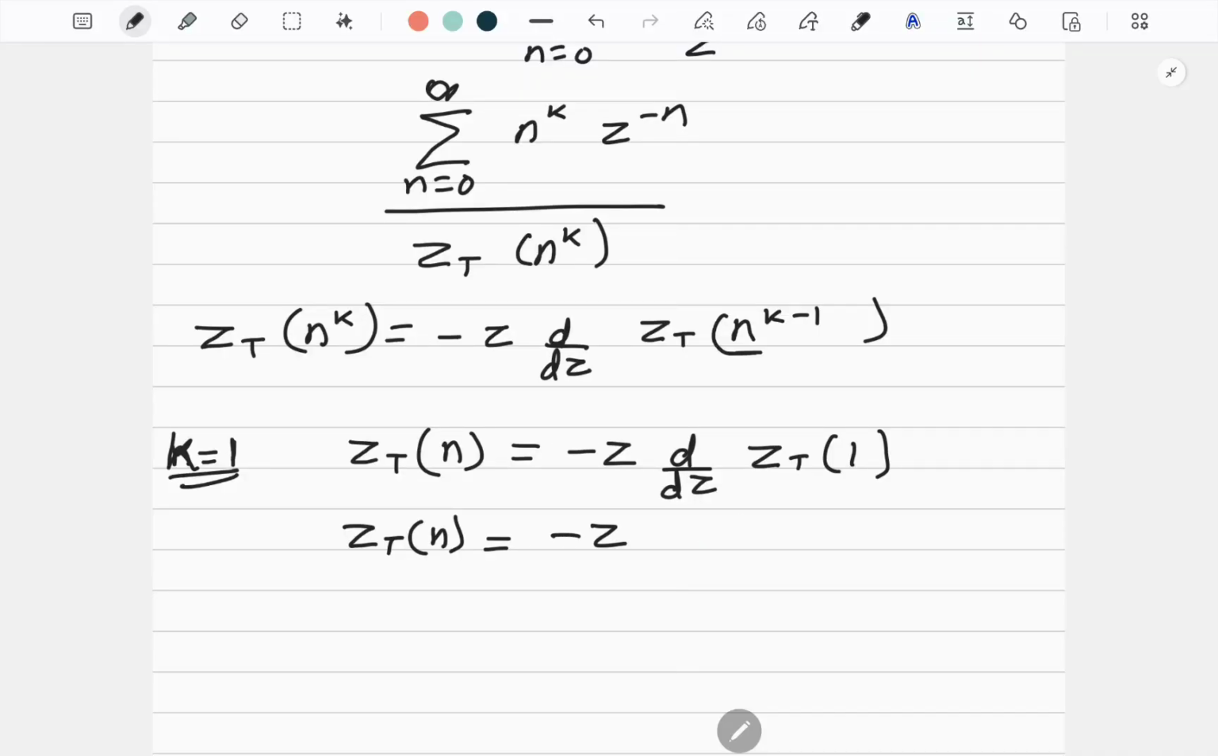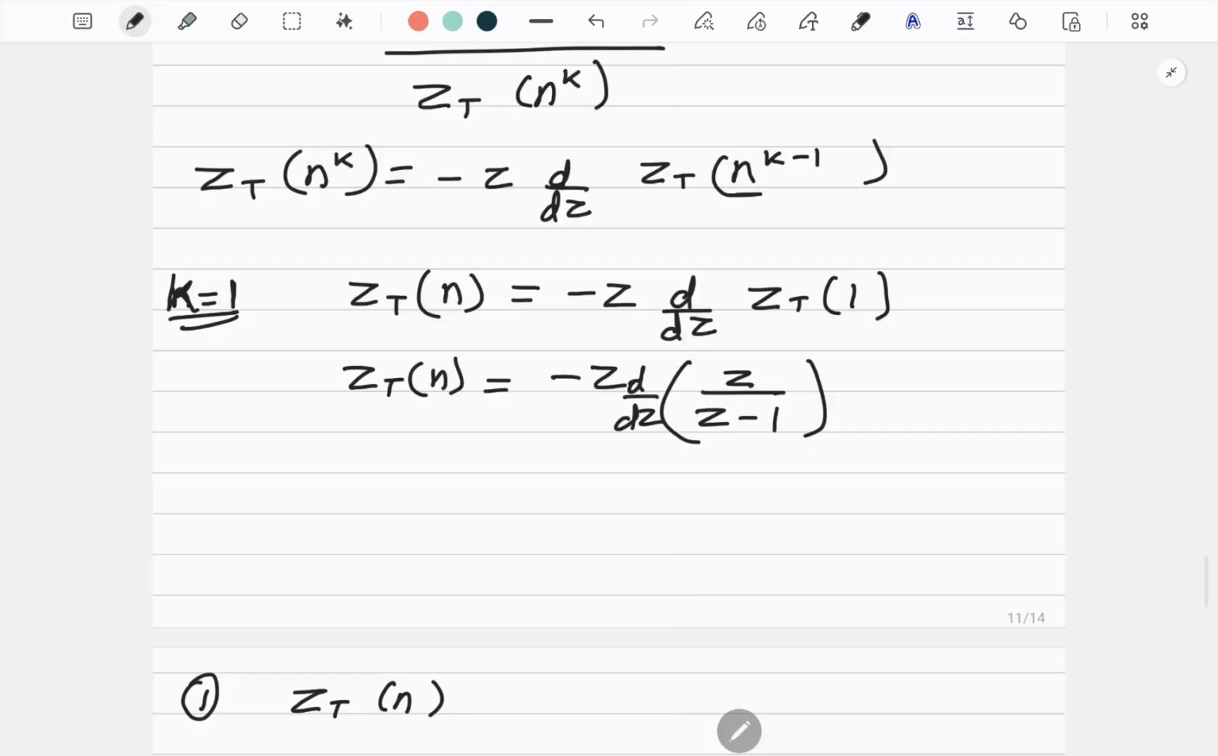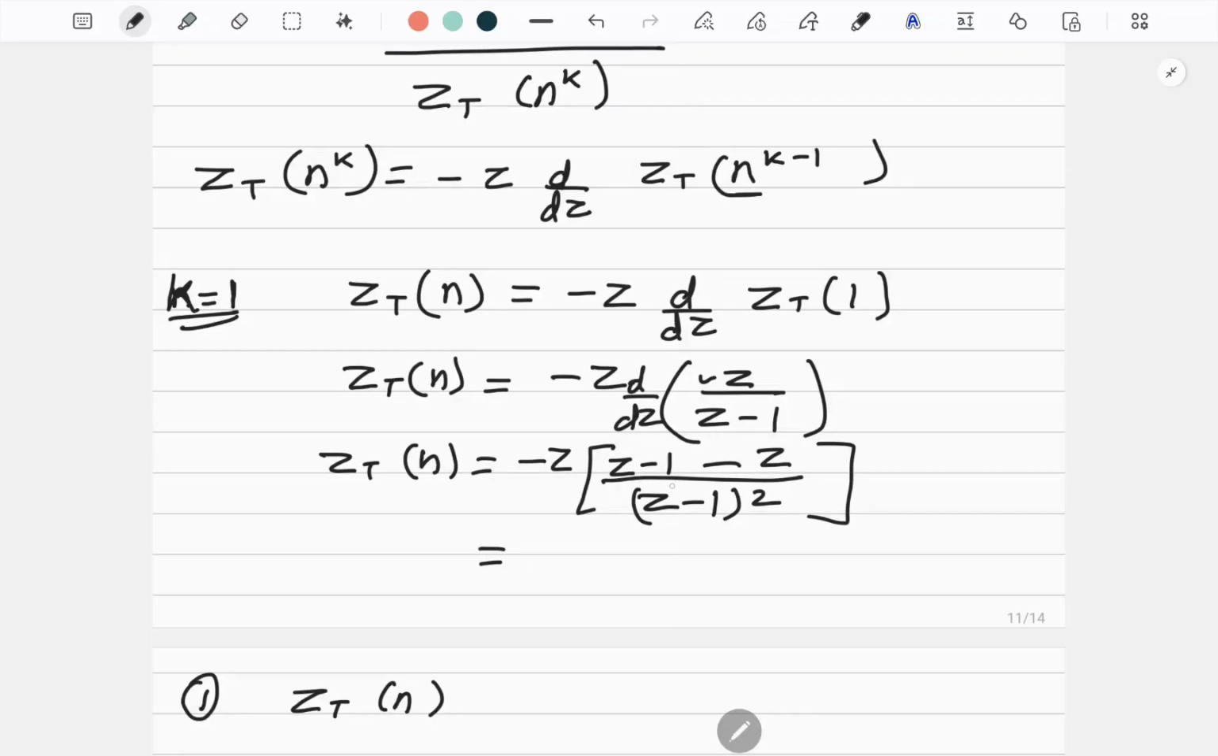Okay. Now z transform of 1 is what? Z upon z minus 1. And I do have d by dz here. Now next step, z transform of n is what? Minus z is outside, this I will differentiate. Quotient rule you apply. Differentiation of z is 1 into denominator, minus differentiation of denominator is 1 into numerator, upon denominator square. So if you observe, this and this got cancelled. So z upon z minus 1 whole square. So I got a result, z transform of n is equal to this.